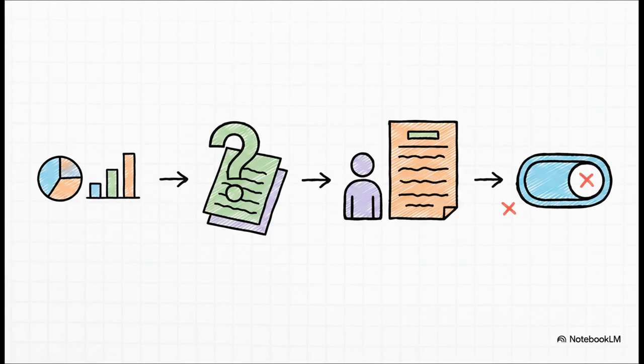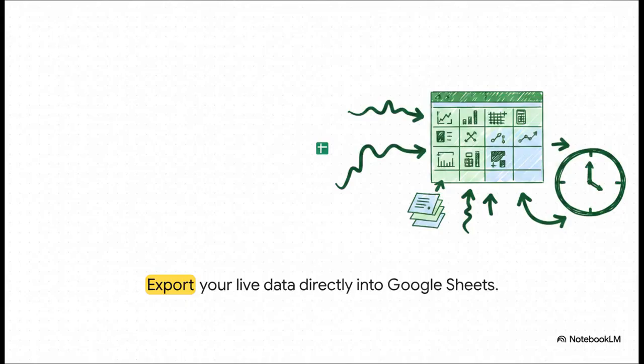Plus, and this is great, there's a simple toggle switch that lets you turn off responses completely. That is an absolute lifesaver when you need to enforce a strict deadline. But hey, if you want to take your data mastery to the absolute maximum level, look for that green Sheets icon. This allows you to export your live responses directly into Google Sheets. It creates this awesome one-way connection that automatically logs every single submission with a precise date and timestamp.